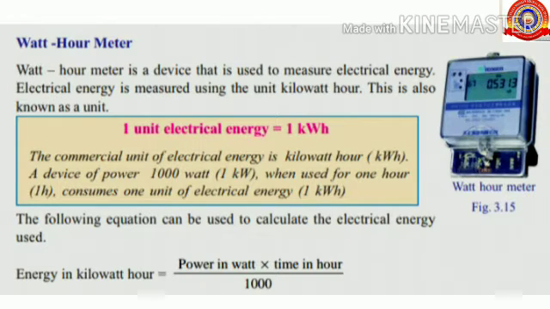A device of power 1000 watt when used for 1 hour consumes 1 unit of electrical energy, then it is called 1 unit electrical energy. And the equation to calculate the electrical energy is energy equals power in watt into time in hour divided by 1000. This equation is used to calculate the electrical energy that we used in our houses.